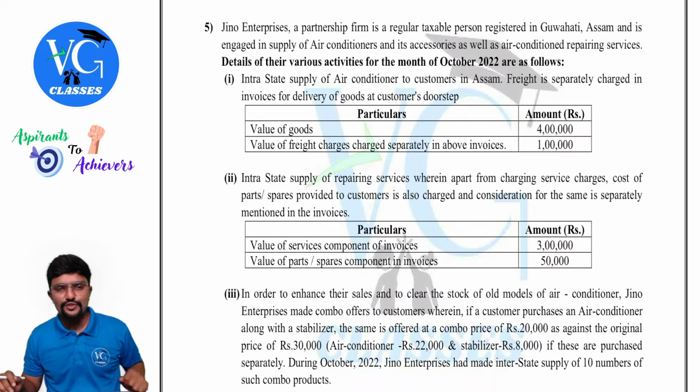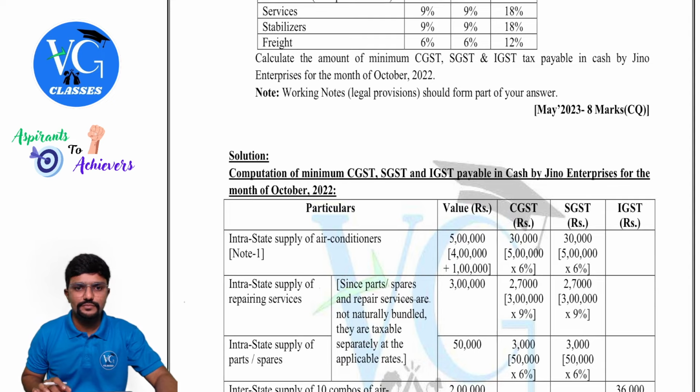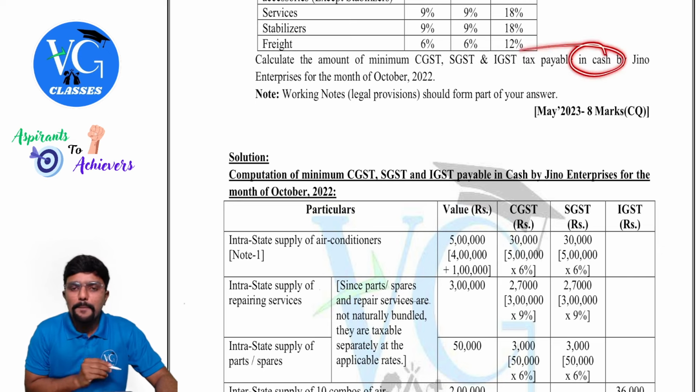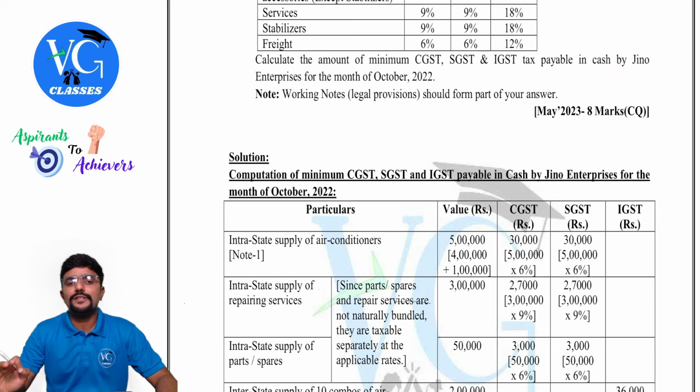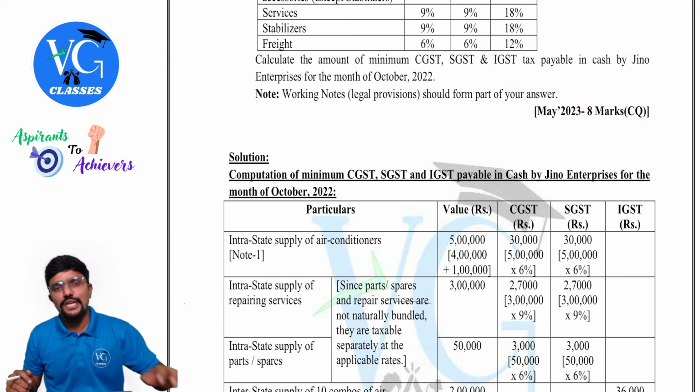Okay, we are done, guys. Next, question number 5. Let me read the requirement first. Calculate the amount of minimum CGST, SGST, and IGST tax payable in cash by Geno Enterprises for the month of October 2022. Note, working notes, legal provision should form part of your answer. Okay. So the question is on net GST to be paid in cash, guys. May 2023, 8 marks question asked as compulsory.